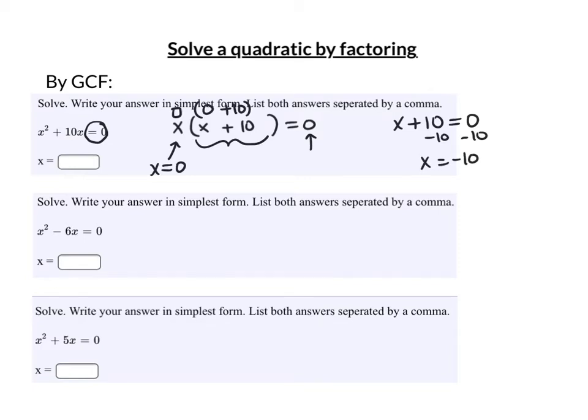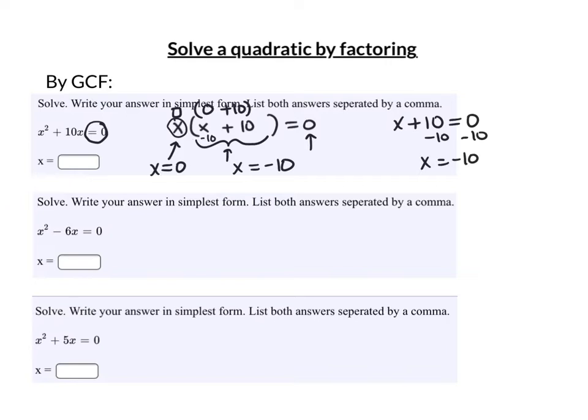In other words, if I plugged in negative 10 for x, negative 10 plus 10 would be 0, and 0 times whatever this is over here doesn't even matter. 0 times anything is going to be 0. So the other answer from this factor is x equal negative 10. And what you'll discover here is that this goes very quickly. Let's try another one.